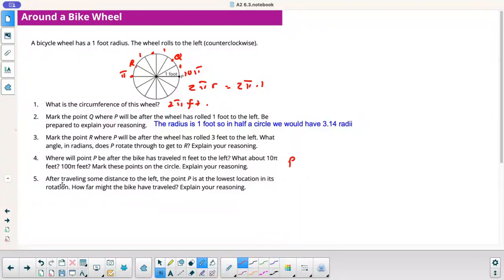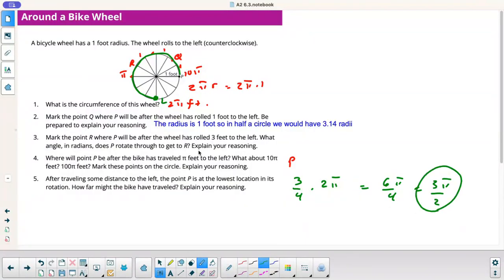Okay. After traveling some distance to the left, the point P is at the lowest location in its rotation. How far might the bike have traveled? So to get the lowest point, you started here, traveled around the circle and stopped right here. I'll call that L for low. So it'd be 3/4 of a circle. So let's just do this. 3/4 times a full circle, which is 2 pi to go all the way around. So I'm going to get 6 pi over 4, reduce it, it's 3 pi over 2. Okay?